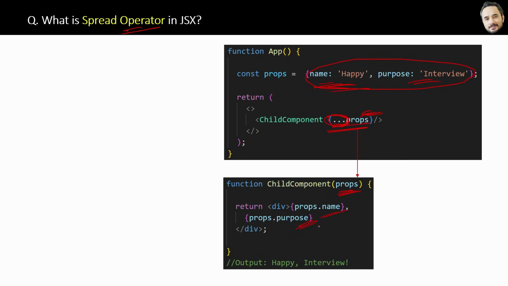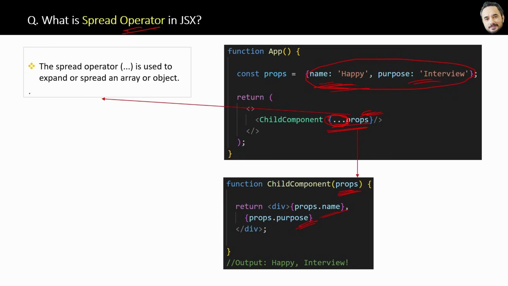So the definition is: the spread operator is used to expand or spread an array or object. That's it.